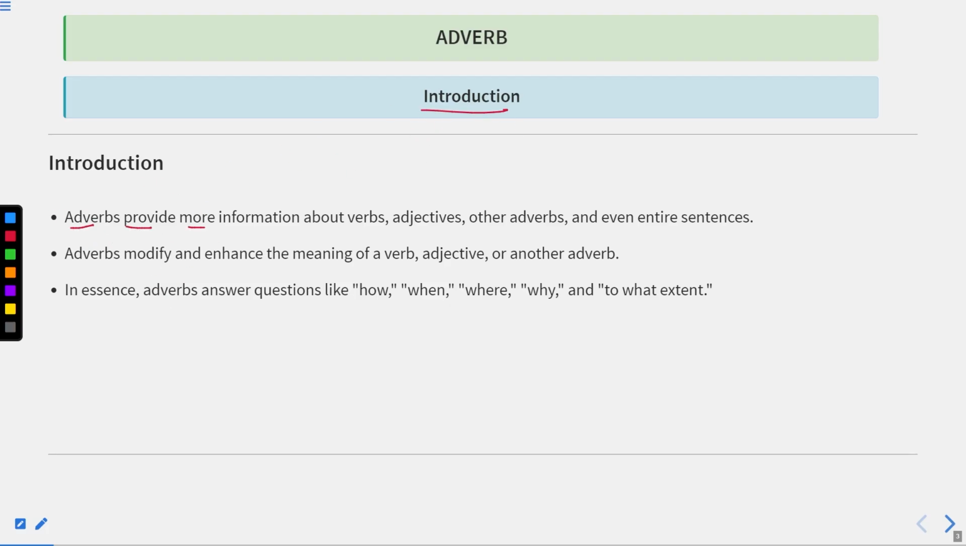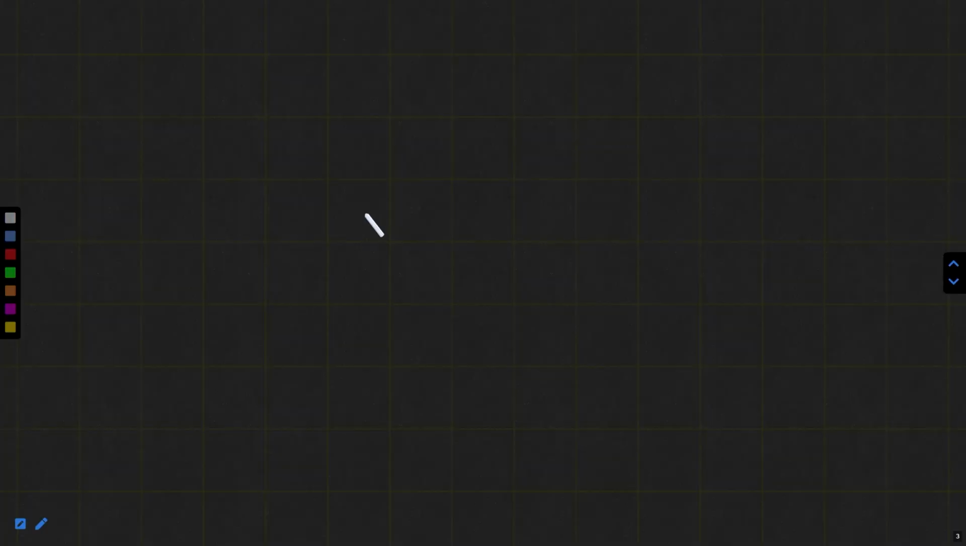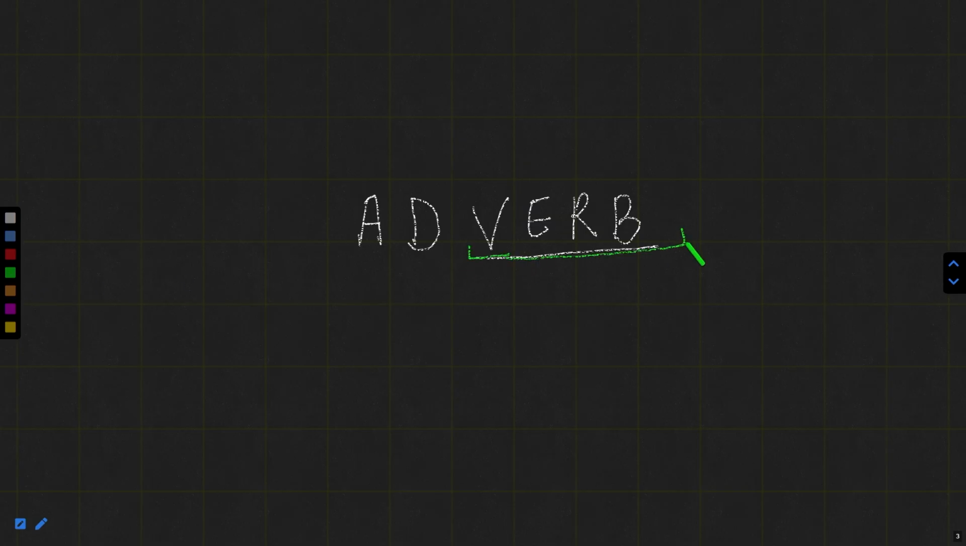Adverbs provide more information about verbs, adjectives, and other adverbs, and even entire sentences. It means, if you talk about this word adverb, you can clearly see the word which is hidden in this word, that is verb. This word can be derived from this word adverb. Now, add means add something.